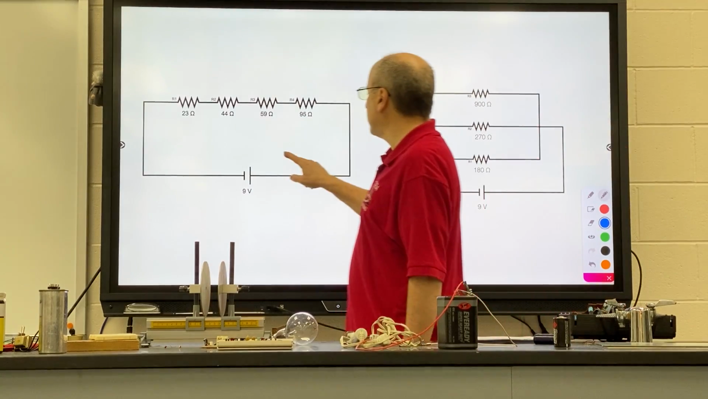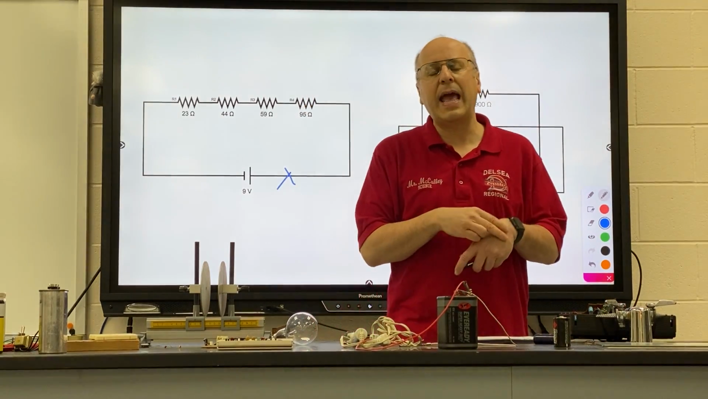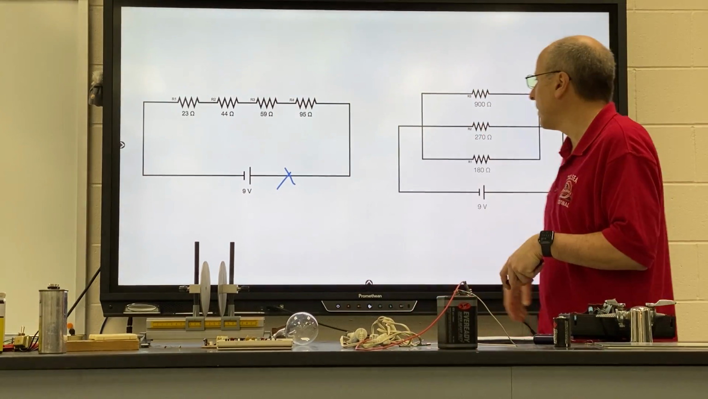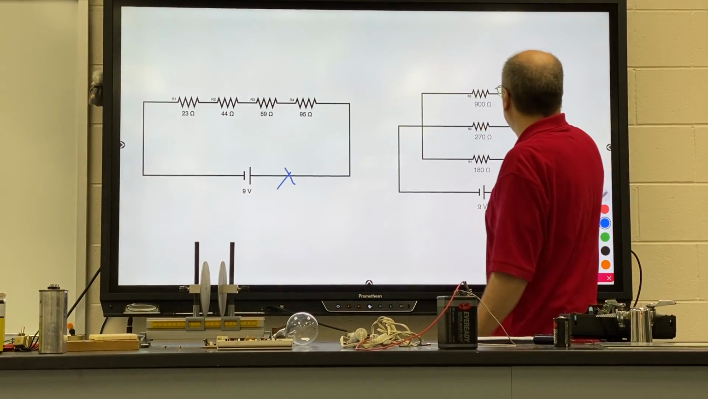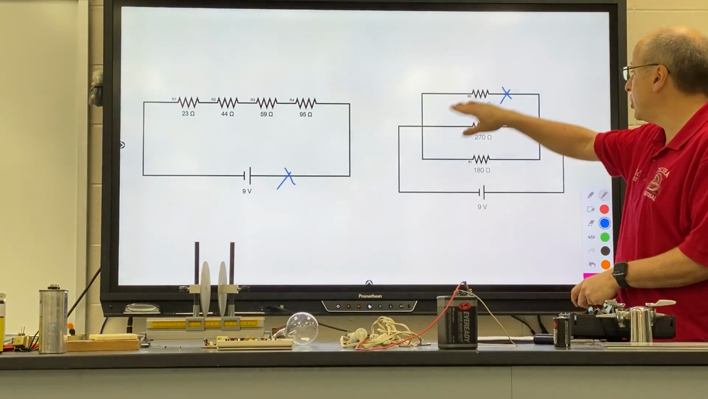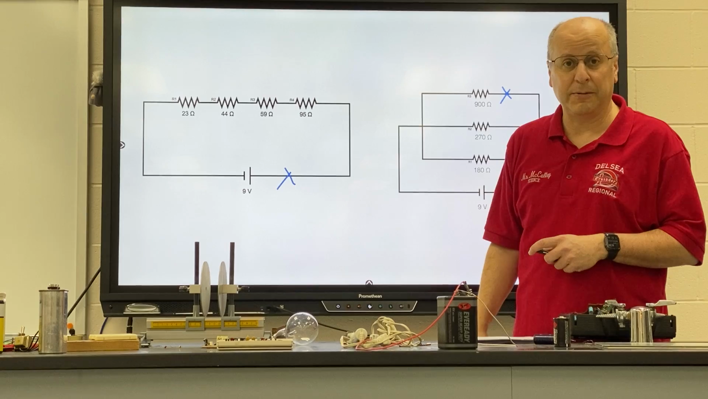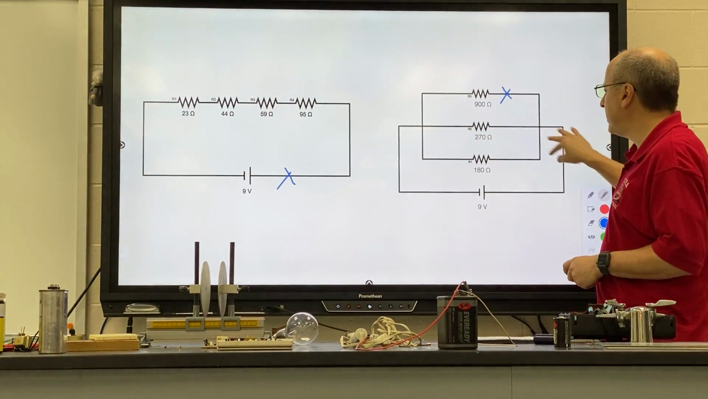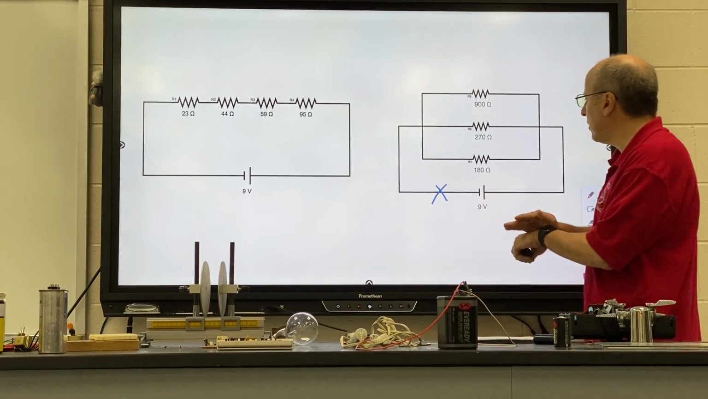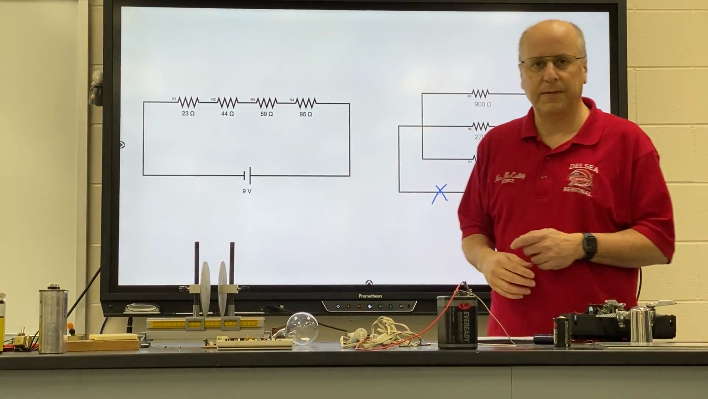Remember, with the series circuit, if you have a break anywhere in your circuit, it shuts the entire circuit down. In a parallel circuit, if you have a break in one of your branches, it only shuts that one path down. Okay, the other paths would continue to flow. Obviously, if the break was down here, it would shut off the entire circuit.